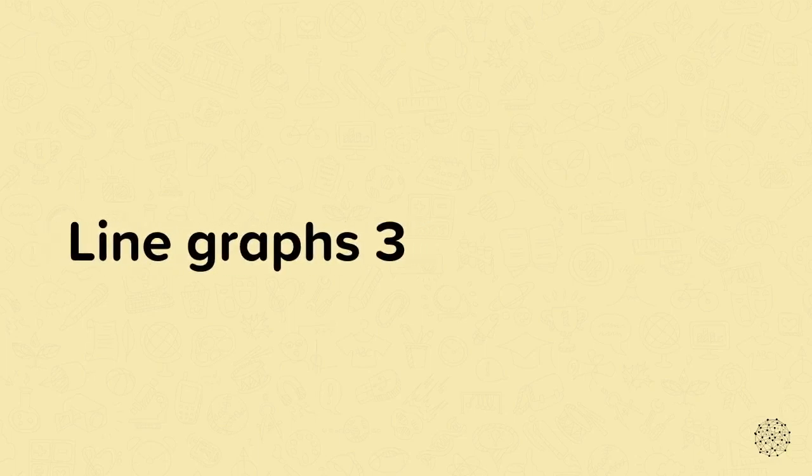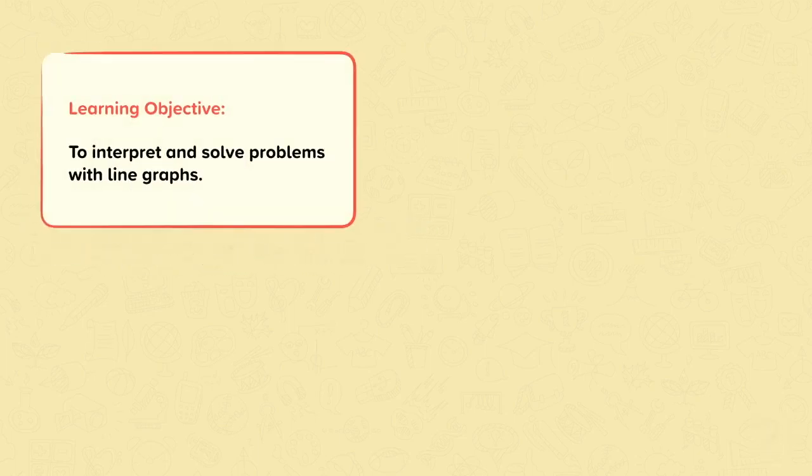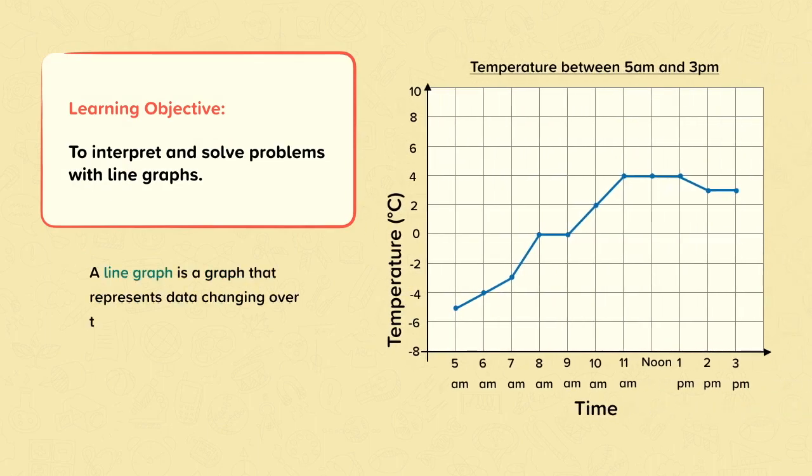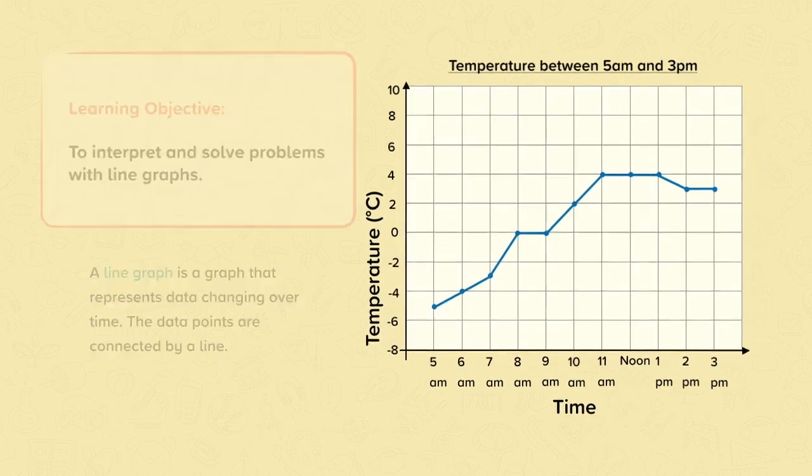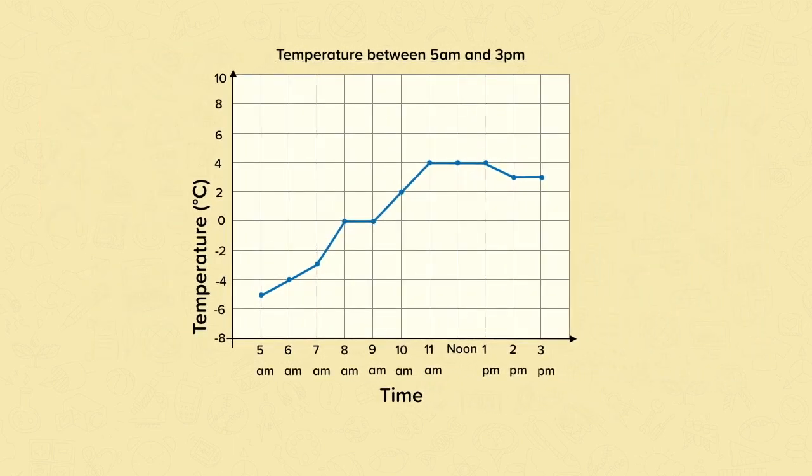Line Graphs 3. In this nugget, the learning objective is to interpret and solve problems with line graphs. A line graph is a graph that represents data changing over time. The data points are connected by a line. This line graph shows temperature between 5 a.m.